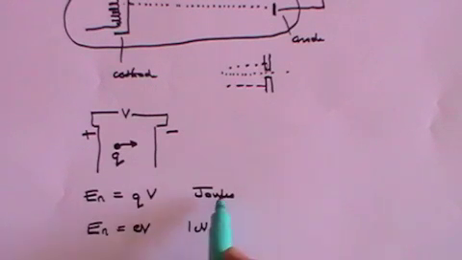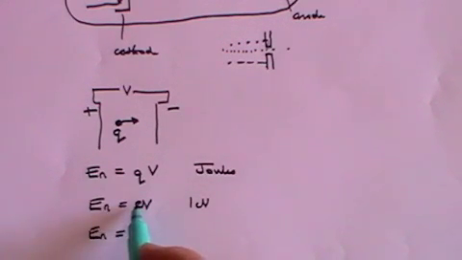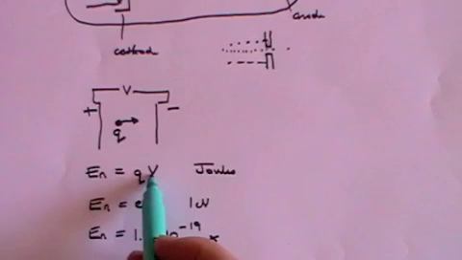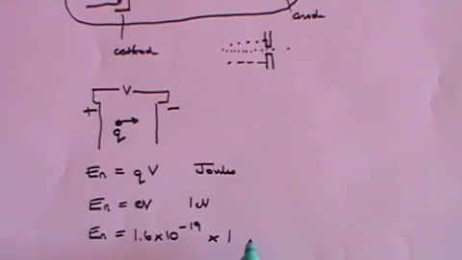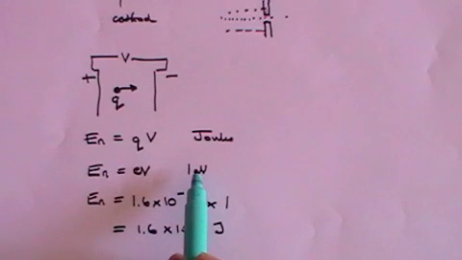But how does it compare to joules? Well, let's see. Strictly what we ought to say is that energy equals the charge on the electron, which is 1.6 times 10 to the minus 19 coulombs, times the voltage, which is 1. And so that is 1.6 times 10 to the minus 19 joules. So 1.6 times 10 to the minus 19 joules is the same as 1 electron volt.